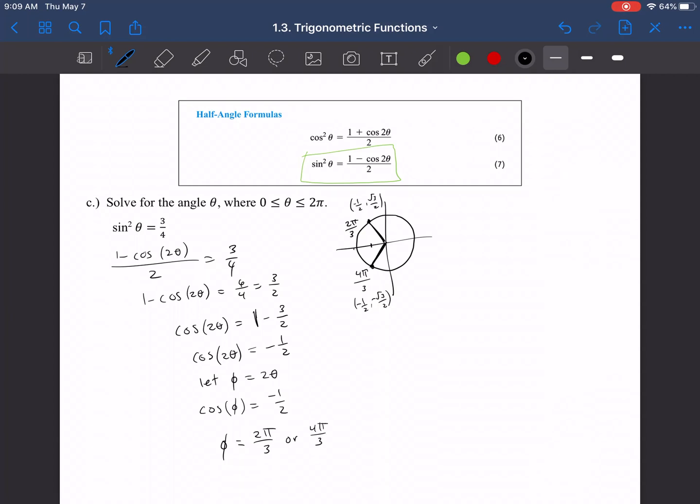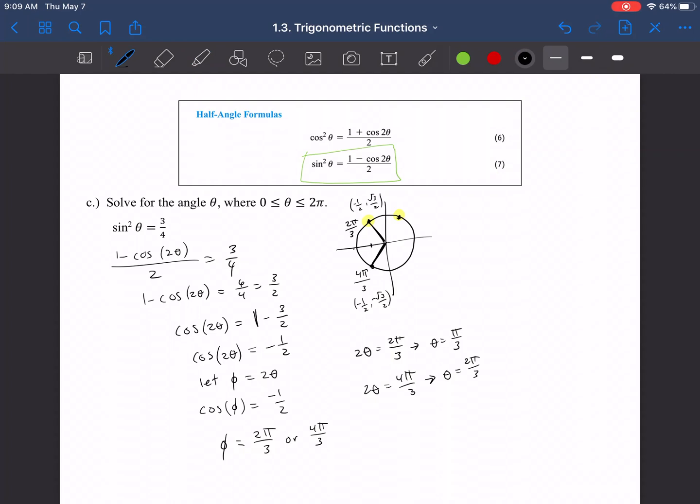But remember, phi is 2 theta. Okay, so that means that we can set this up as 2 theta equals 2 pi over 3, which will give us that theta equals pi over 3. And we can set this other one up as 2 theta equals 4 pi over 3, which just gives us theta equals 2 pi over 3. All right, so that gives us our two answers. And you think, okay, now we're done. We've got this point here, and we've got this other point right there. Those are our two values.